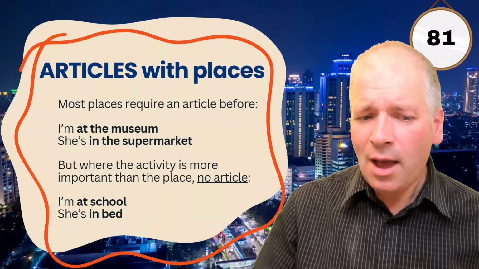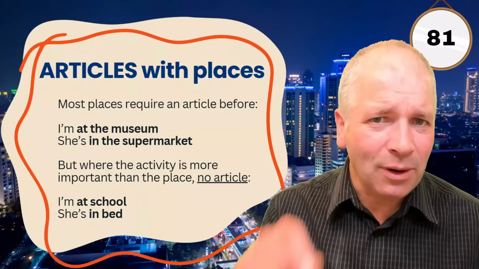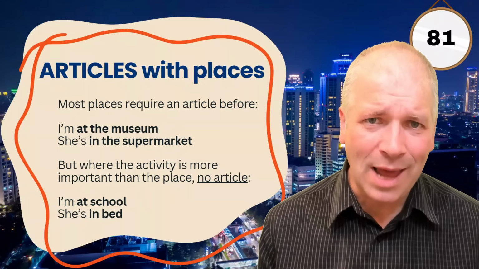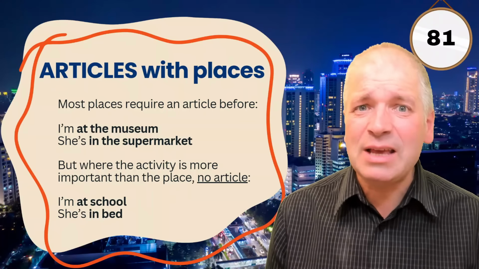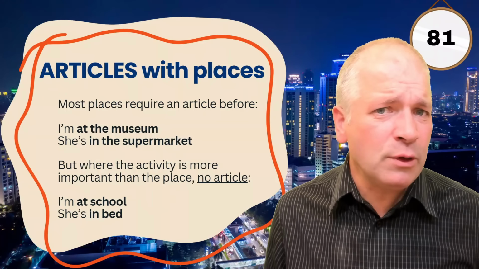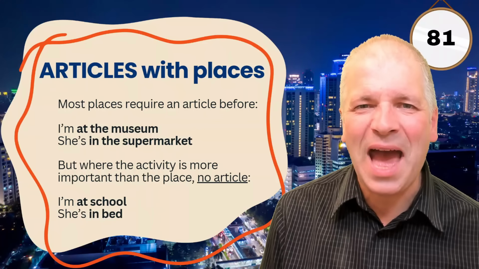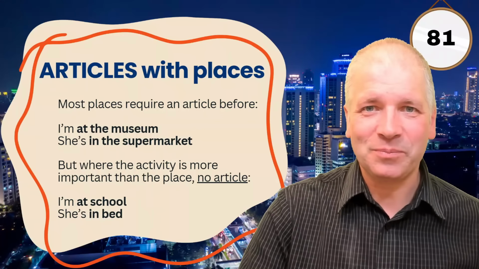You can say I'm at the school, but then you would be referring to the place specifically, not what happens there. Or you could say she's in bed. She's in bed means she's sleeping. If you say she's in the bed, then what you mean is there's one bed in the house and she's in that one.